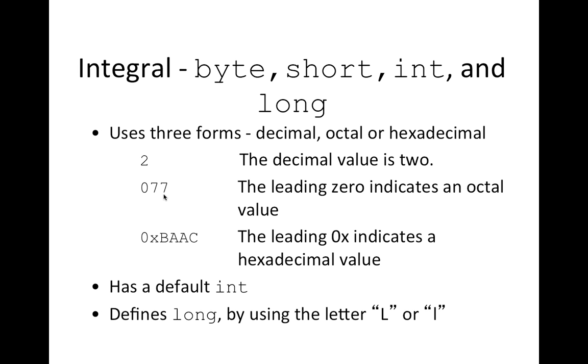Numbers can be represented in decimal value, or in an octal value, or in a hexadecimal value. So you should be able to convert octal to decimal and hexadecimal to decimal and all that stuff. But internally, even if you don't know that, if you give a hexadecimal value, the computer can convert it to corresponding values. Okay, and the default is int and you define long by using l or L.